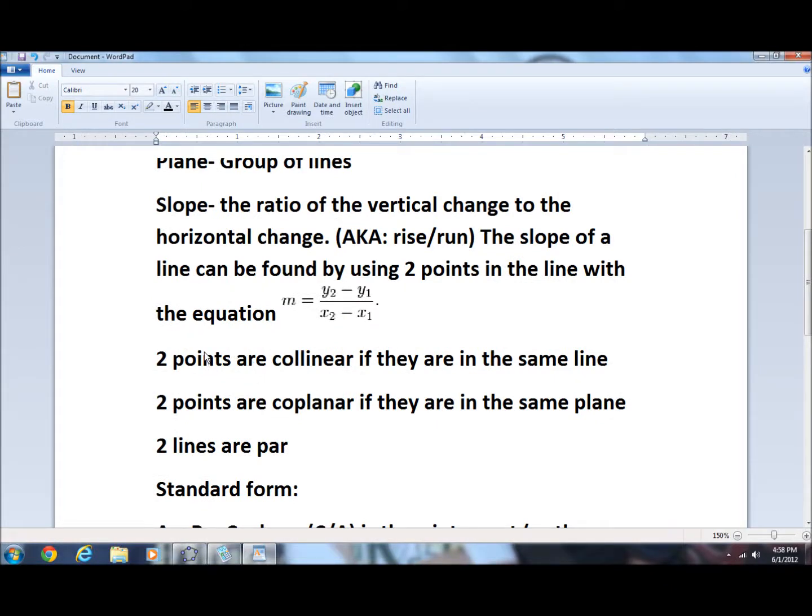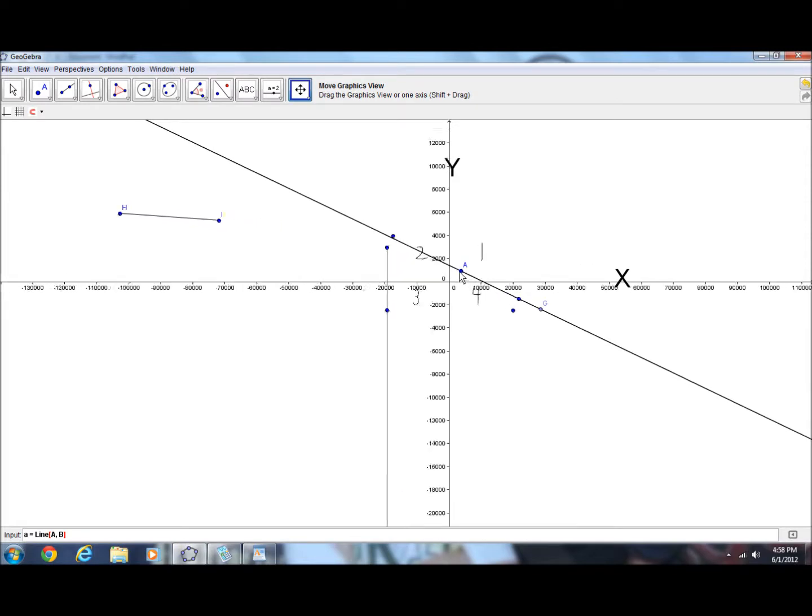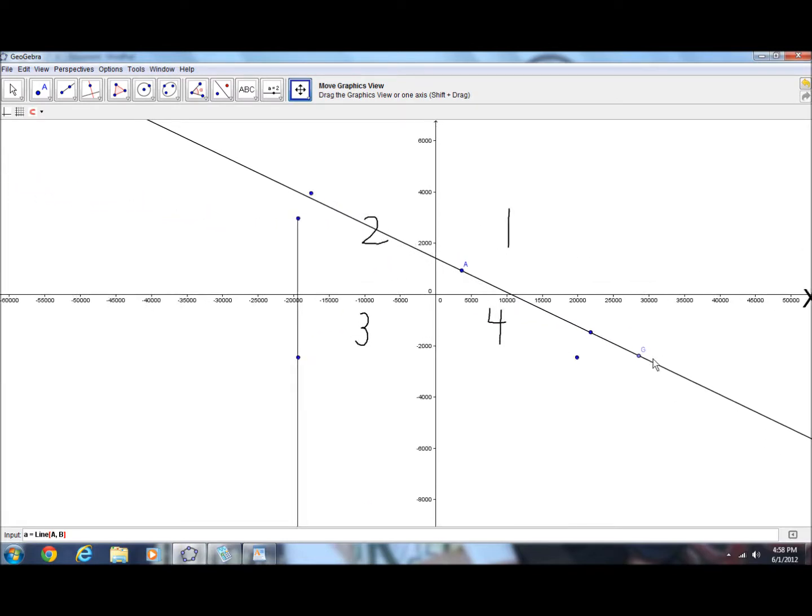So, 2 points are collinear if they are in the same line. Let's just see point A over here and point G over here. Point A over here and point G over here are collinear because they are on the same line. So they share collinearity.